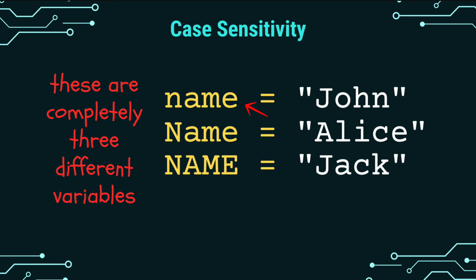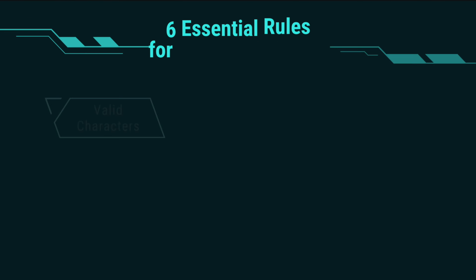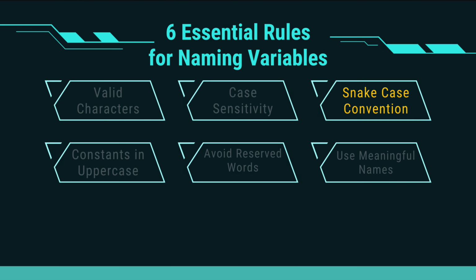So if you have name equals to John and Name equals to Alice and NAME with all capital letters equals to Jack, Python sees these as three completely different and unrelated variables. This is a very common source of bugs for beginners, so always be mindful of your casing. Now that we understand the technical rules, let's move on to style conventions.